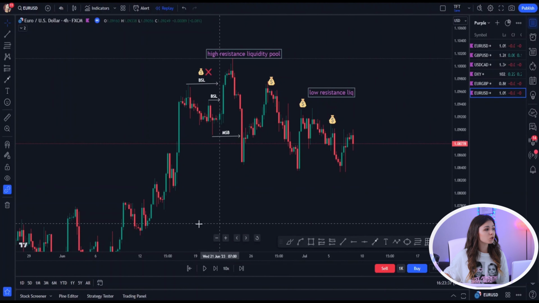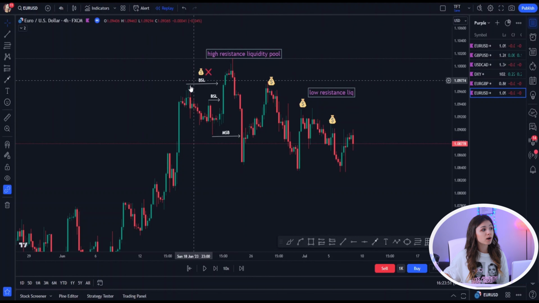So first, we should note that we are in an uptrend. We can see that we had two buy-side liquidity pools here. Price took them and then broke on the downside with displacement. So why is this swing high a high resistance liquidity pool? Because it took already the previous liquidity, so there is not much liquidity left here.